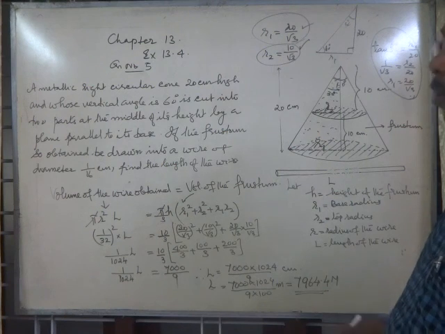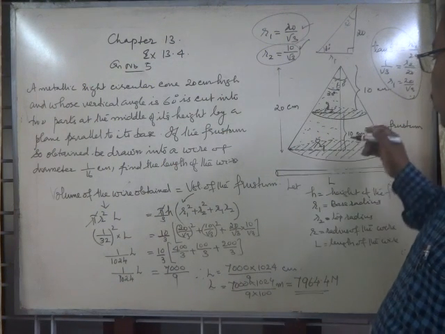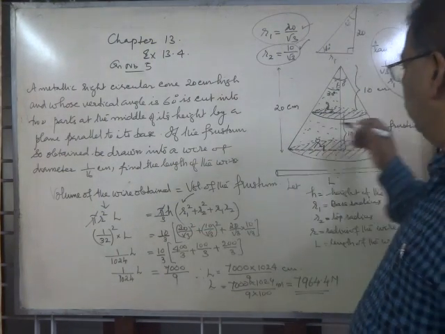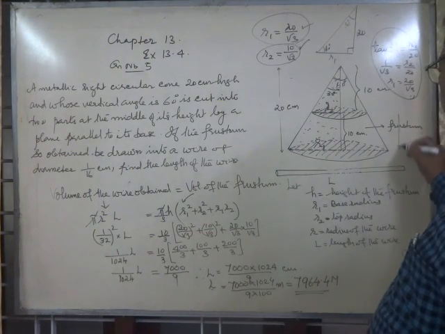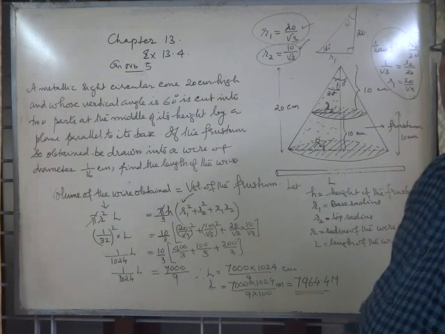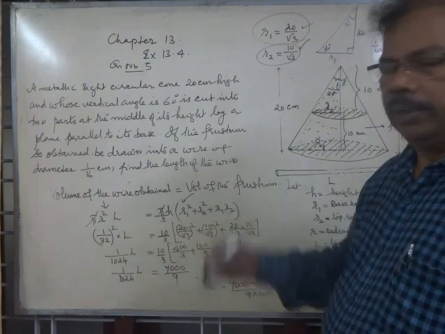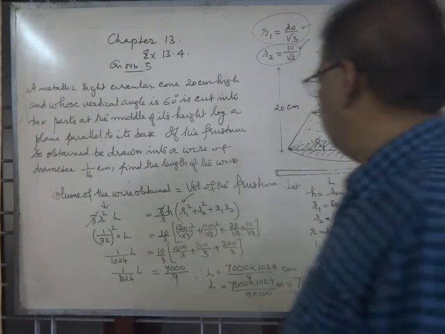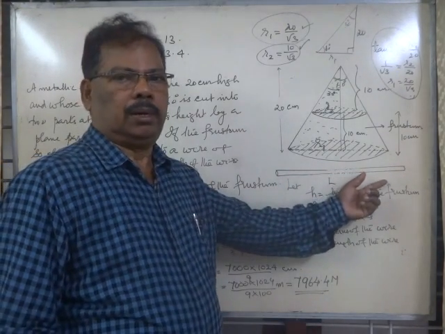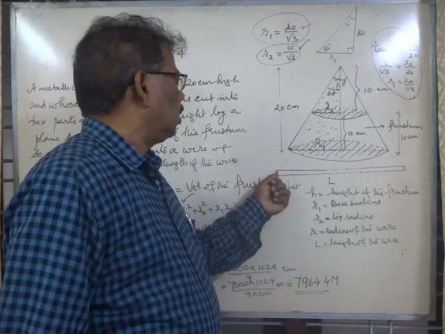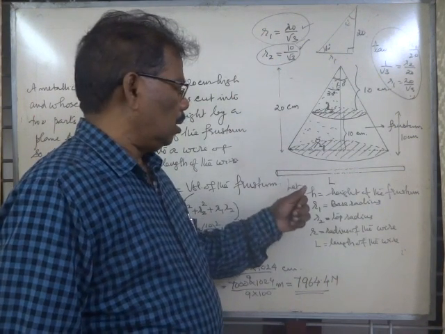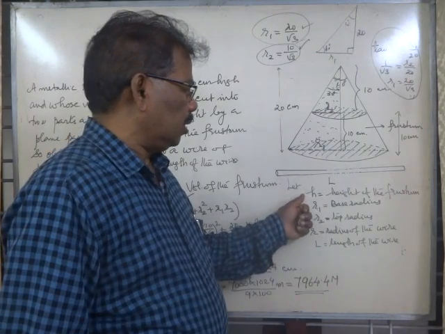Now, to get the height of the frustum, it is given in the question that it is cut at the middle. Therefore, the height of the frustum will be 10 centimeter. Radius of the wire is given. Let this be the wire. Its diameter is 1 by 16 centimeter. These are the details given.